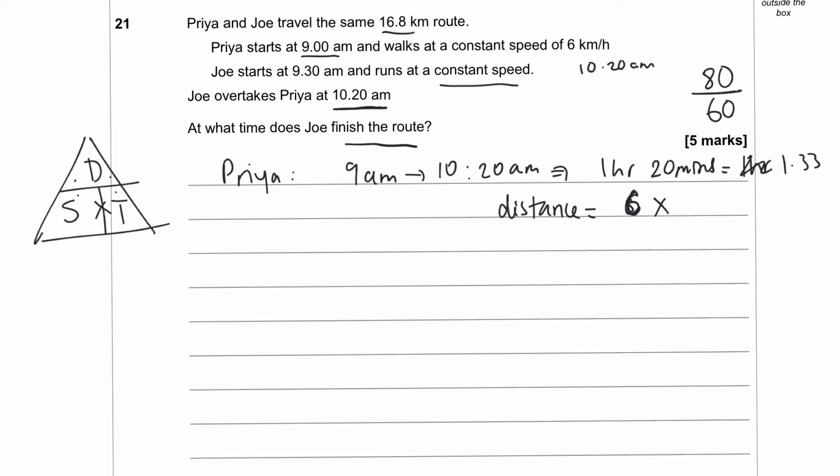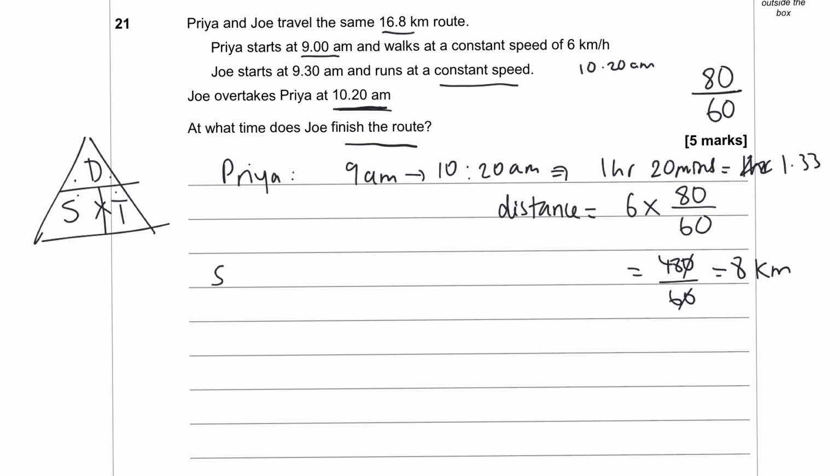So writing it neater, 6 times 80 over 60. If you put that into your calculator, you get 480 over 60, which converts to 8. So we know that Priya has traveled 8 kilometers by 10:20 in the morning, which means Joe has also traveled 8 kilometers by 10:20 a.m.